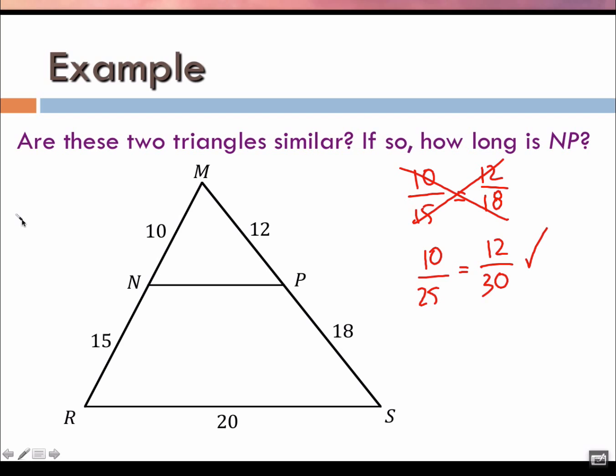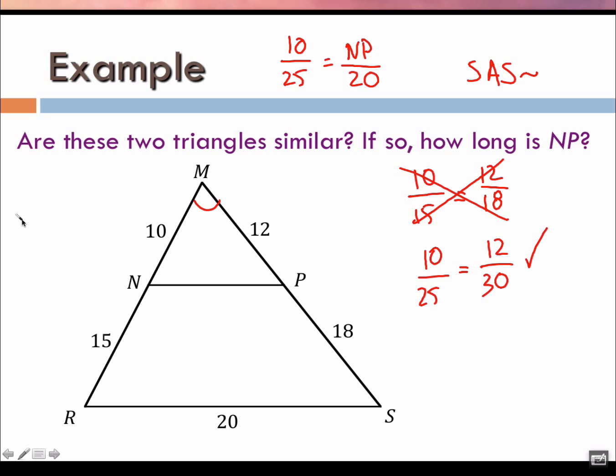Bill? Angle M is equivalent to angle M with the reflexive property. Good, there's our second part, and therefore the triangles are similar by which theorem? SAS. SAS similarity. Don't forget the tilde, it changes everything. The reason why this is so important is because now that I want to calculate NP, I have to use the right ratio. If I had done 10 over 15, I'd get the wrong answer. What I want to use is 10 over 25 is equal to NP over 20.